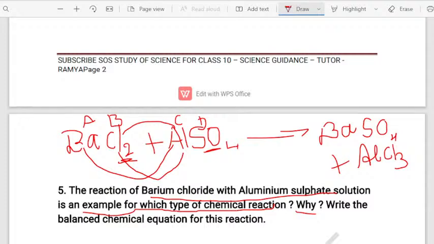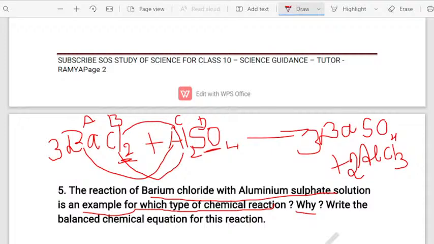Yes, Varun VK has given the answer. It is 3BaCl2 plus Al2(SO4)3 gives rise to 3BaSO4 plus 2AlCl3. See, you have to write 3 here in front of barium, and here also 3 in front of barium. And aluminum already it has, here it is Al2(SO4)3, so you have to write here 2AlCl3.